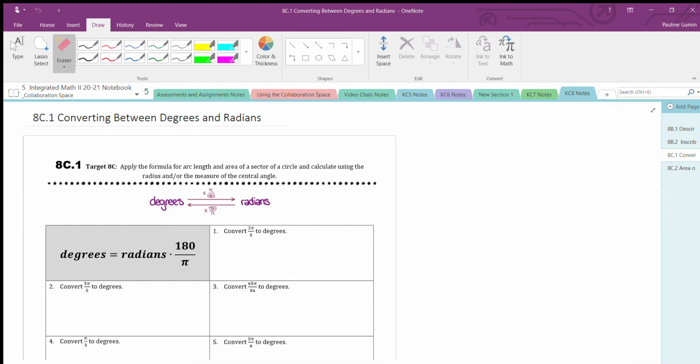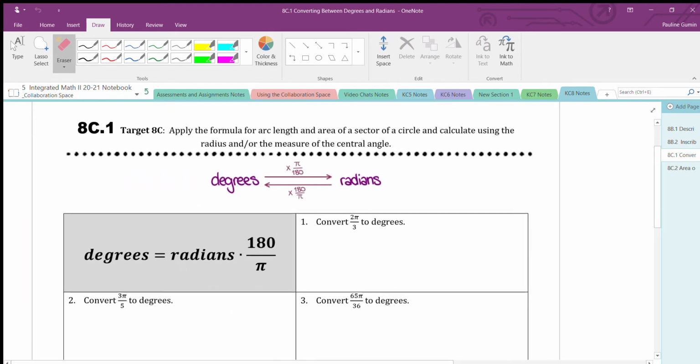Converting between degrees and radians. Now this is going to come very much in handy, especially next year when we do a bit more trigonometry and look at the unit circle where degrees and radians are going to be a big deal. So let's convert some degrees to radians and radians to degrees. Right. Let's begin by converting radians to degrees.